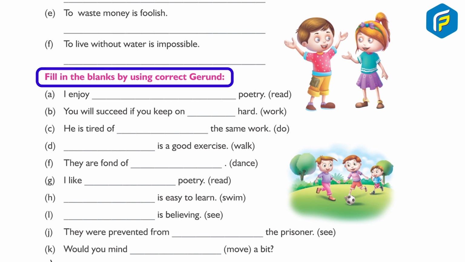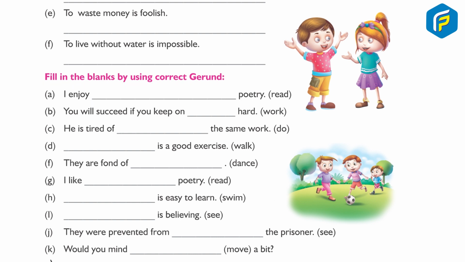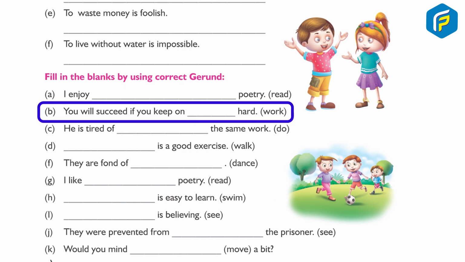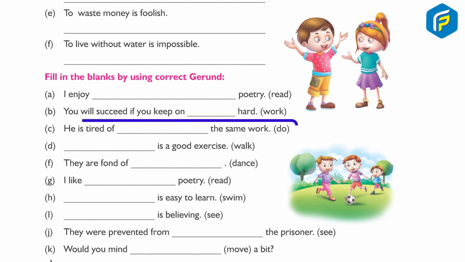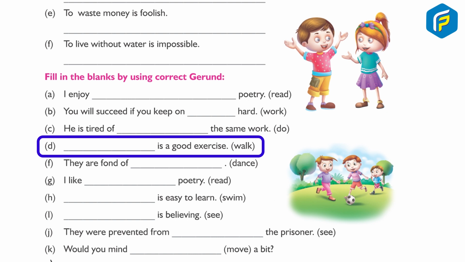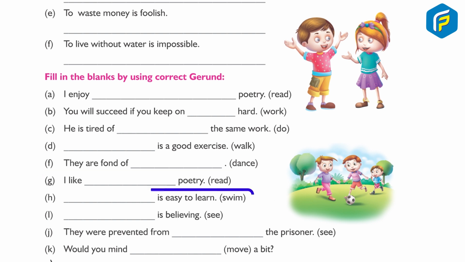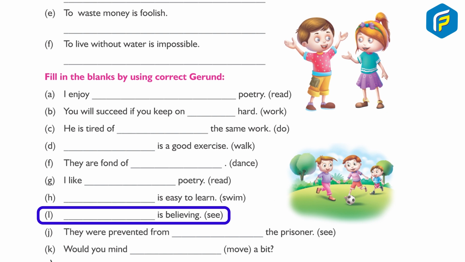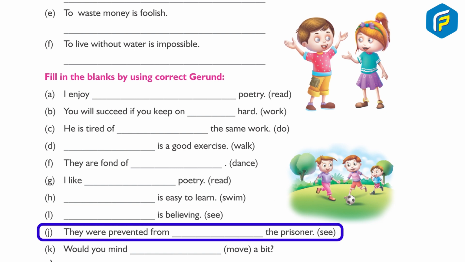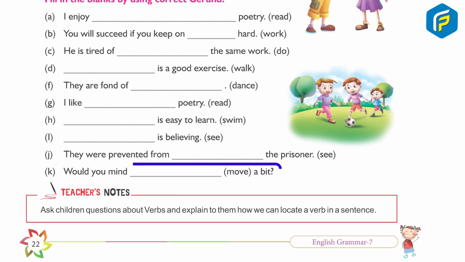Fill in the blanks by using the correct gerund. A. I enjoy reading poetry. B. You will succeed if you keep on working hard. C. He is tired of doing the same work. D. Walking is a good exercise. F. They are fond of dancing. G. I like reading poetry. H. Swimming is easy to learn. I. Seeing is believing. J. They were prevented from seeing the prisoner. K. Would you mind moving a bit?